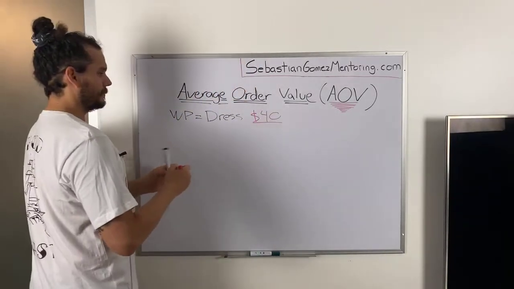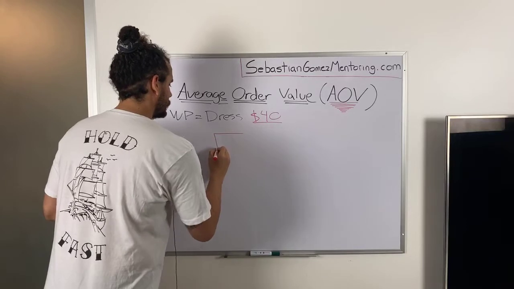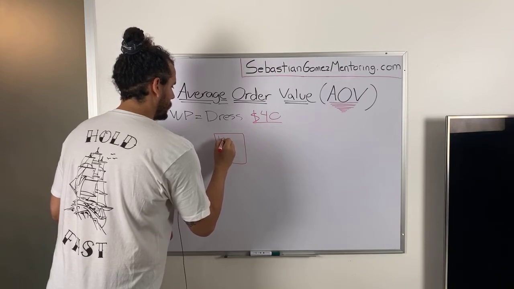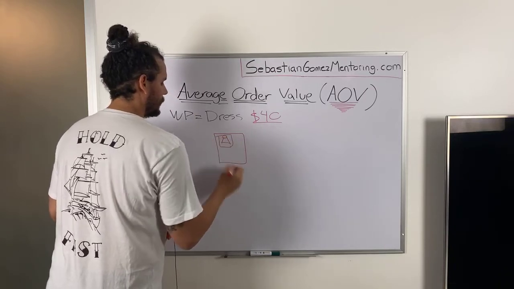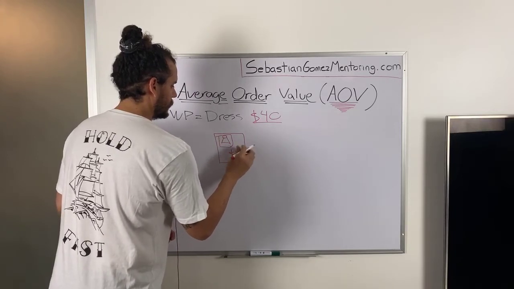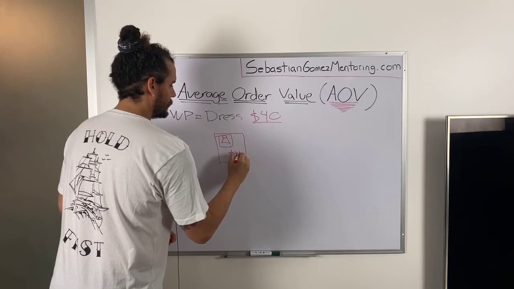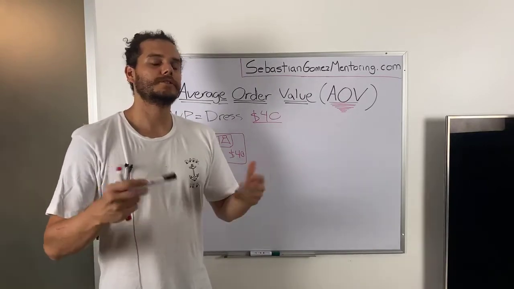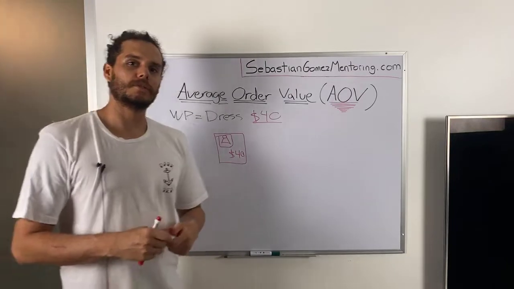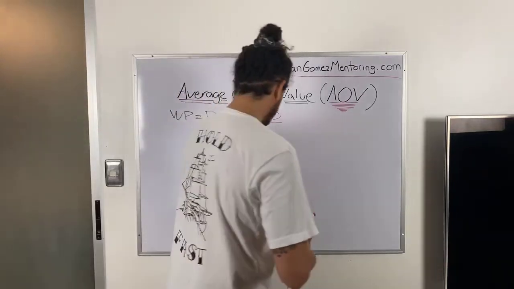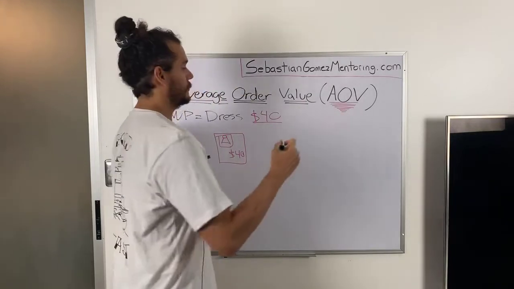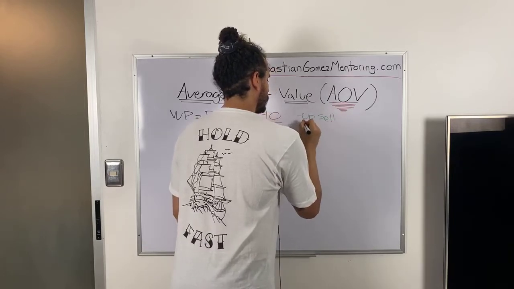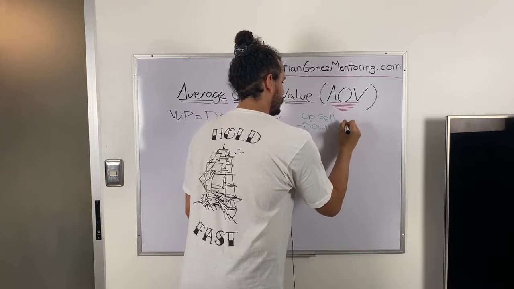So let's say this is your page, this is your add to cart button, and over here you have your dress. This is the dress, let's say, please don't murder my art, and this is $40. So this is your average order value. How can you increase the value of something that you already sold? I'm going to be talking about the following terms: upsell, downsell, and cross-sell.